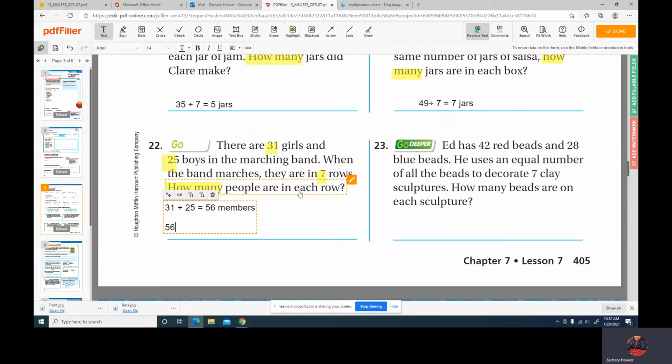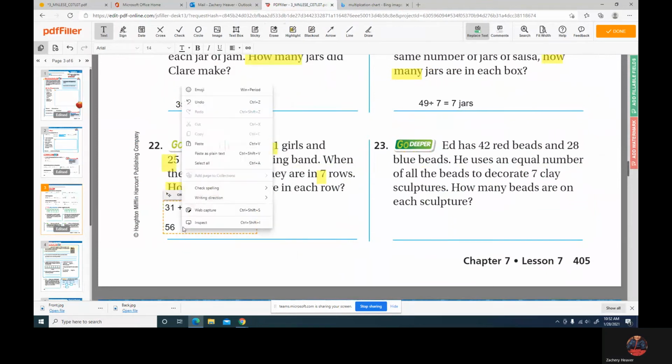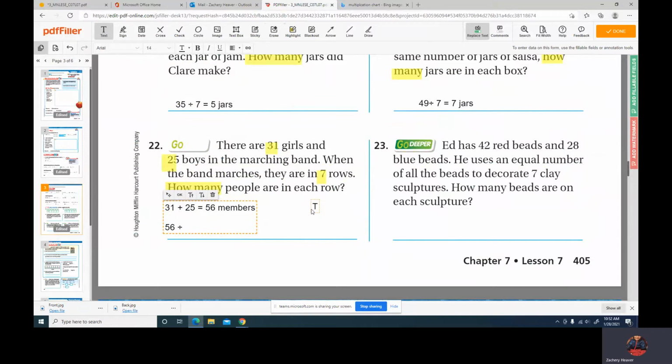Well, then we have our new equation. We have 56 members, and we know they're in rows of 7. So it's going to be 56 divided by 7, which equals 8 people. Let's even say people. We can say people on both. But the final answer is the one at the bottom: 56 divided by 7 equals 8.